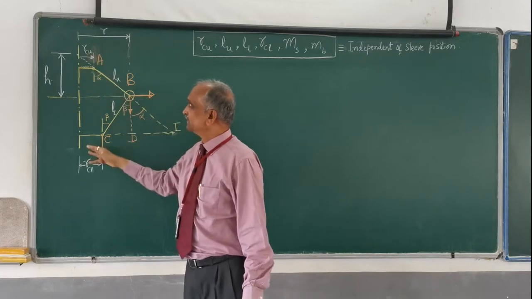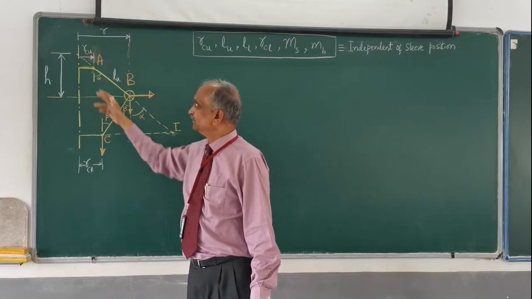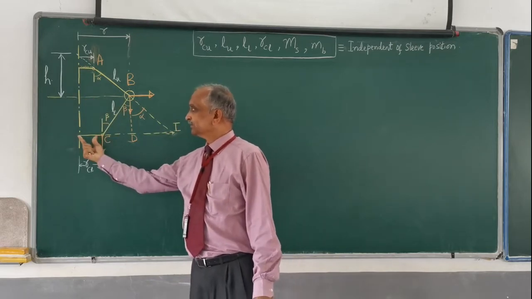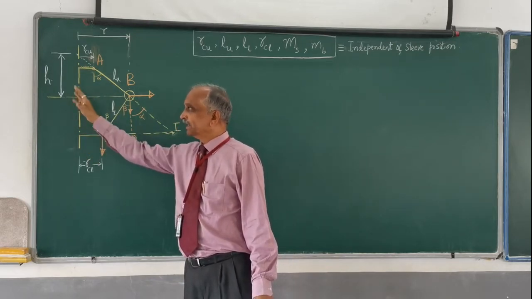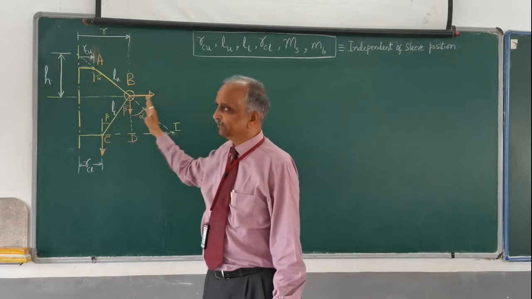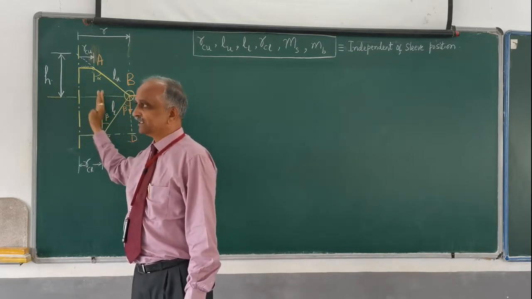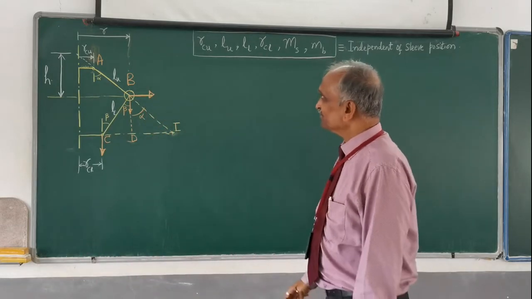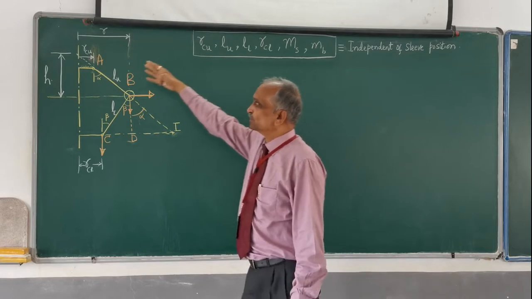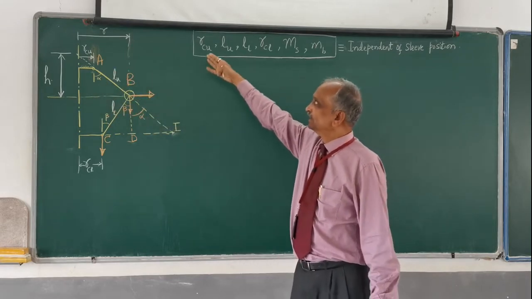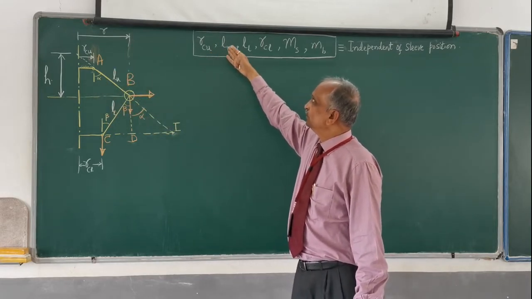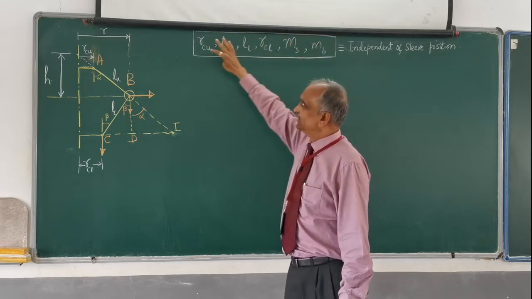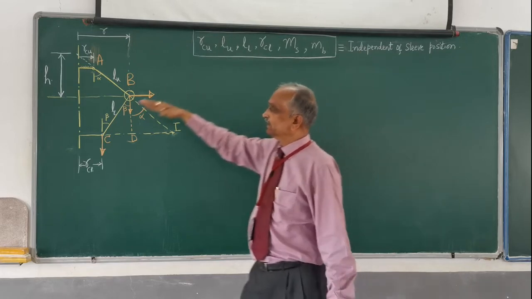This is the spindle axis, this is the upper arm, lower arm, this is the collar radius which is fixed to the spindle, and this is supposed to represent the sleeve. I am considering only half of the governor, and the other half is exactly symmetric to this, which I have not drawn. Some of these dimensions we come across here, RCU, LU, LL, RCL, MS and MB, will remain independent of sleeve position.